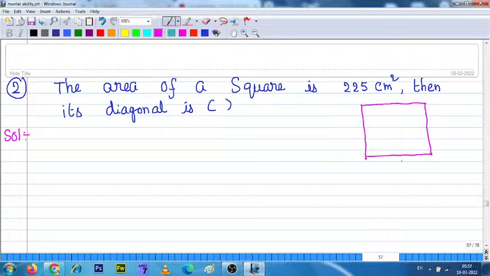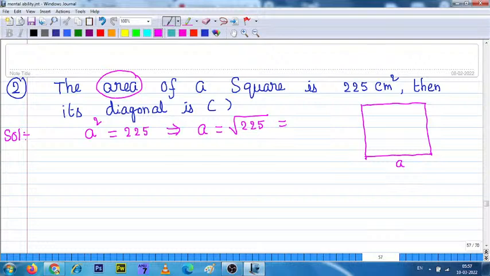Let us say the side of the square is A. Area of the square is given by the formula A square. A into A. A square is equal to 225, given. Now we need to find out A. Already in exponents and powers we have studied A square is equal to 225 means A is the square root of 225. We know the square root of 225 also. 225 is the square of 15. 15 square is 225. This we can write square root of 15 into 15. So 15. Take 15. This is 15 centimeters is the side.